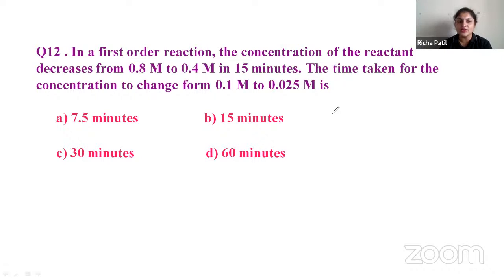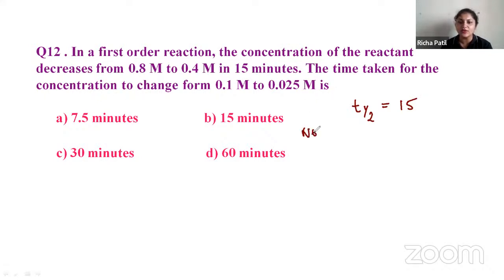So in the first order, the concentration of reactant is decreasing from 0.8 M to 0.4 M in 15 minutes. The time taken for concentration to change from 0.1 to 0.025 M is? So you know T half is given here. The value of T half is 15 minutes, because the concentration of reactant changes from 0.8 to 0.4 here.